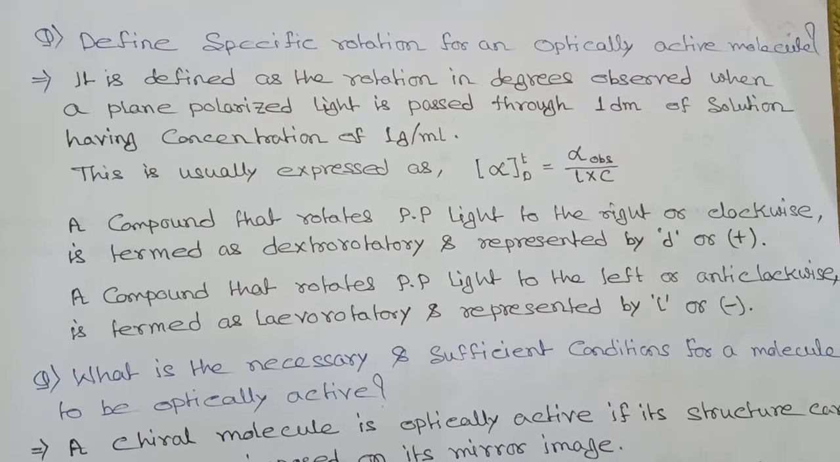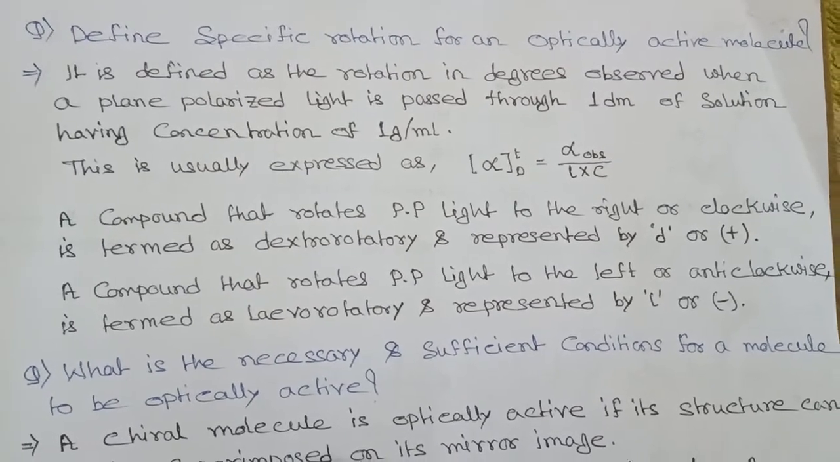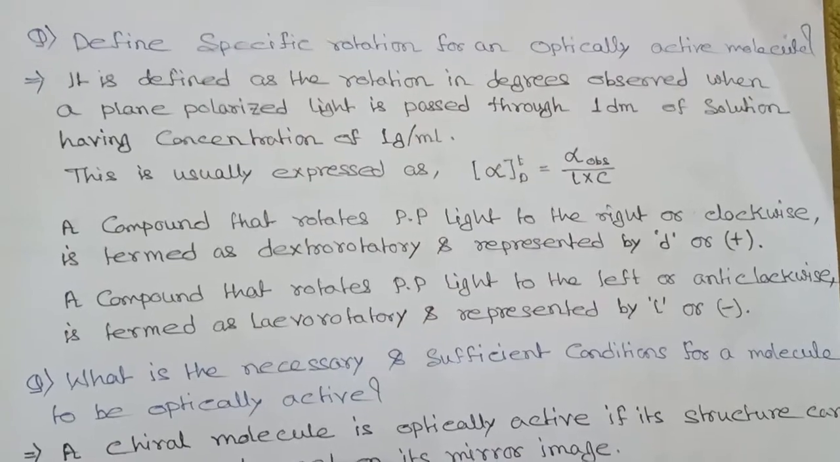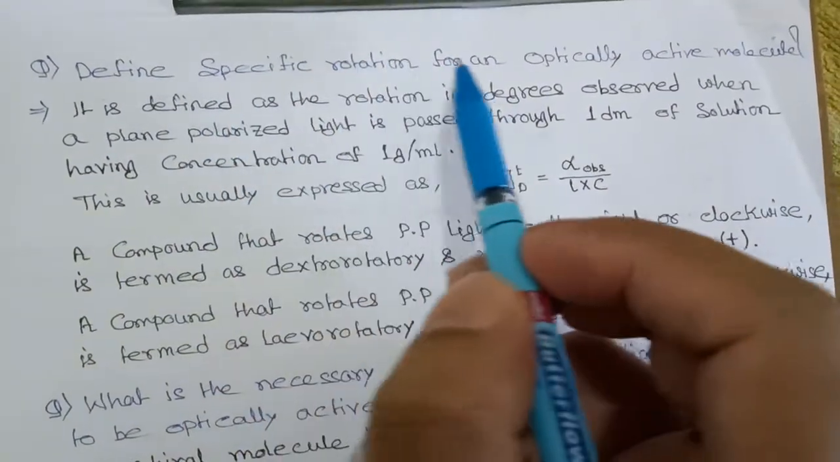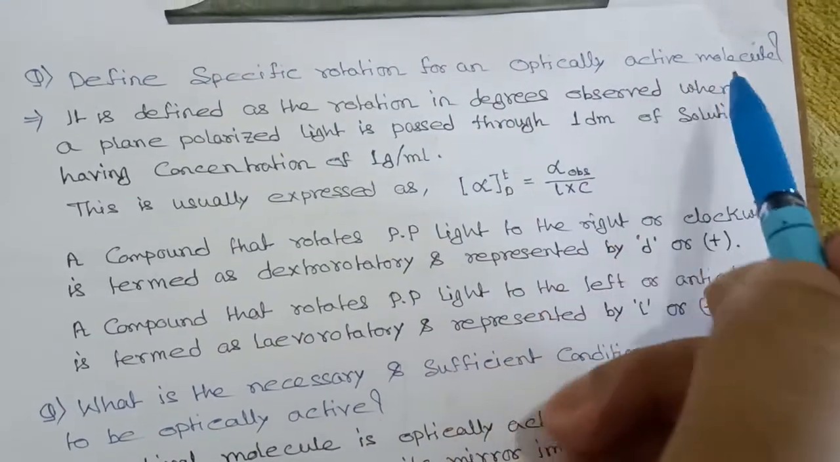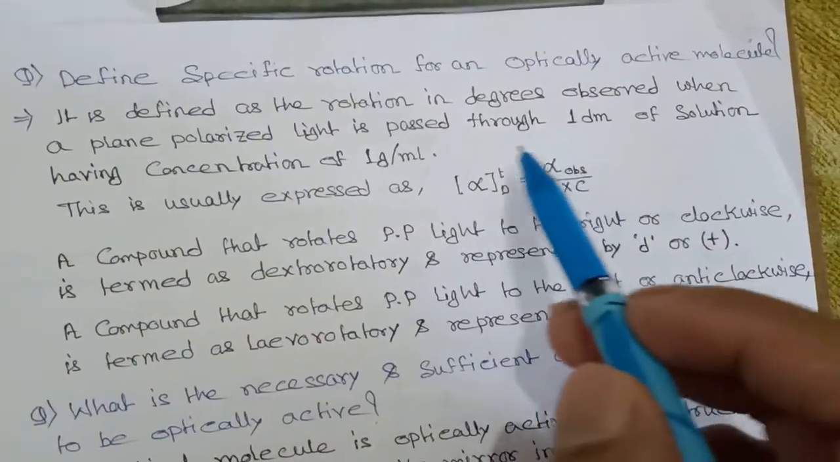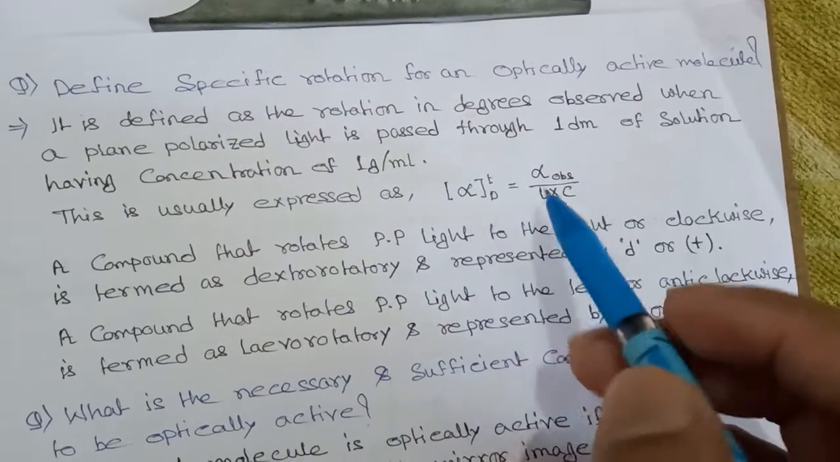Hello student, today I will discuss some questions of stereochemistry. The first question is: define specific rotation for an optically active molecule. See, this is the equation for specific rotation.